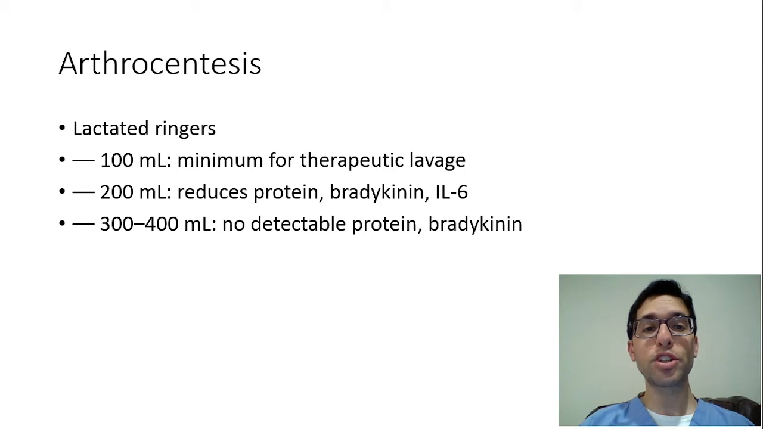At 200 cc's, you do have a reduction in the amount of protein, bradykinin, and IL-6. And anything after 300, pretty much there's no more detectable protein, and you remove 99.9% of inflammatory mediators. So the answer on the test for how much you have to irrigate would be somewhere around 300 milliliters or more.